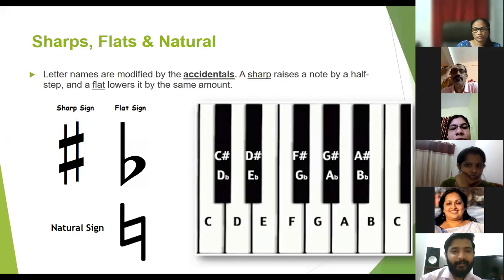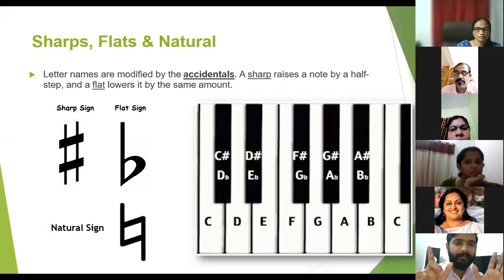These notes you remember, right? C, D, E, F, G, A, B, all the white keys. We have learned 7 white keys, and you know the names also, but there are 5 black keys. How do you name them? You name them based on these sharp and flat symbols.